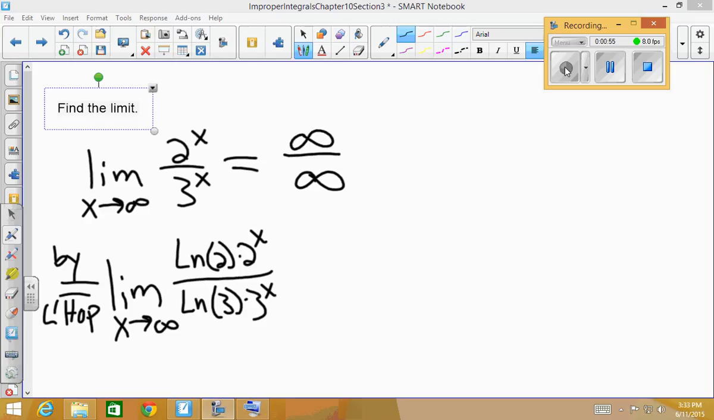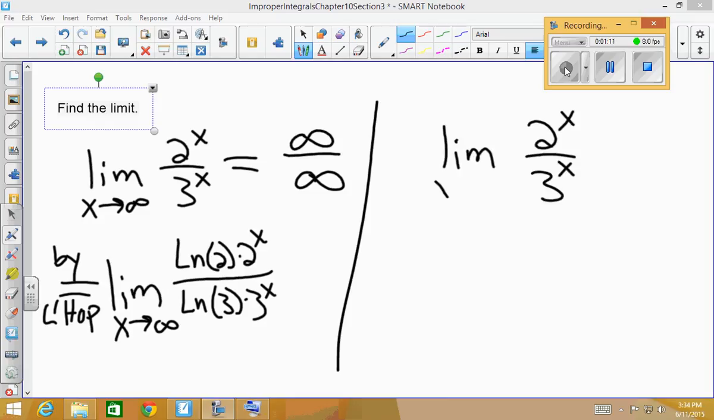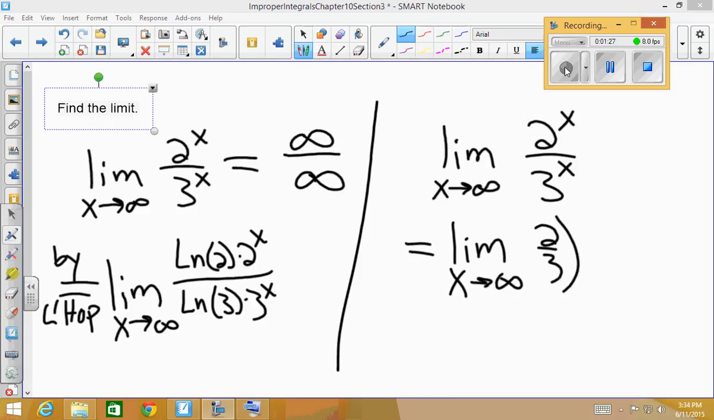We could do L'Hopital's rule many times, but unfortunately, because of the nature of exponential functions, those exponential functions are not going to disappear. So rather, we apply a little bit of algebra first. The power of the 2 is x, the power of the 3 is x. So we may combine those together and say that this is the same as 2 divided by 3 to the power of x.